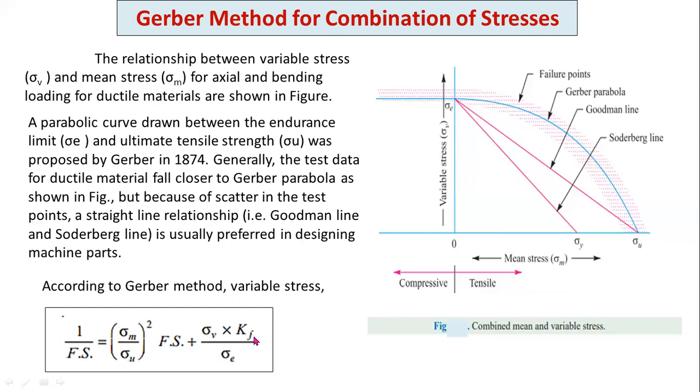This is the formula for the Gerber equation. Here Fs is the factor of safety, sigma m is the mean stress, sigma u is the ultimate tensile stress, sigma v is the variable stress, Kf is the fatigue stress concentration factor, and sigma e is the endurance limit or endurance strength. Already we discussed this in yesterday's class. Please refer to the previous class.